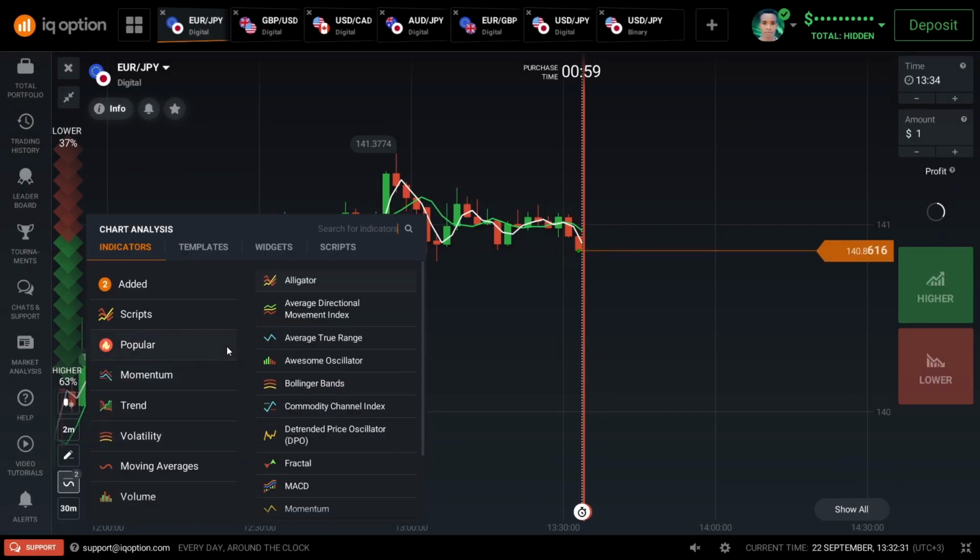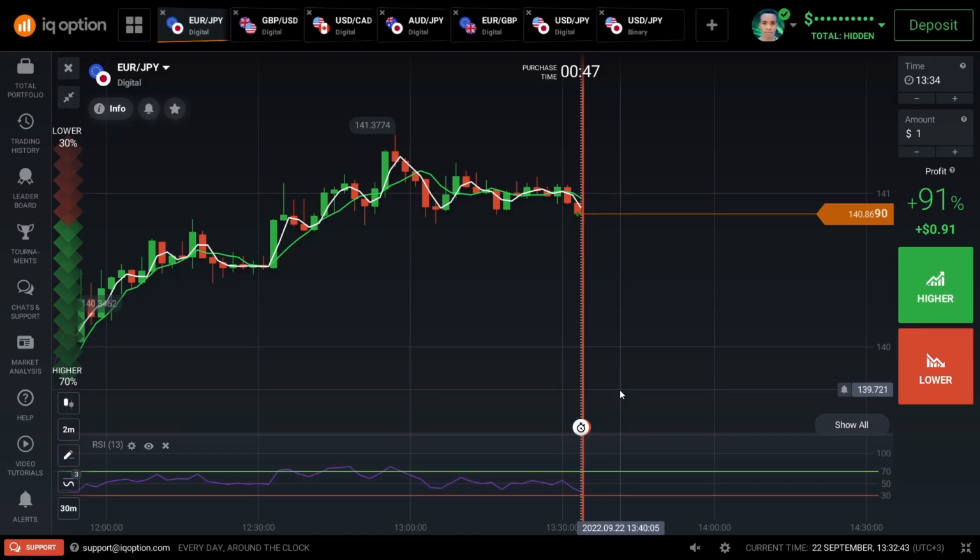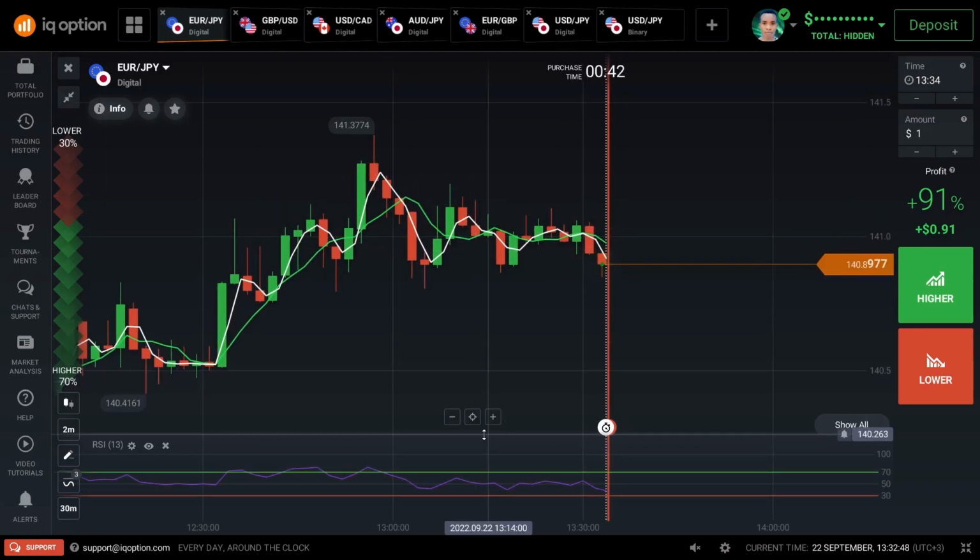The last indicator I want to use is the relative strength index, RSI. I want to use a 13 baseline period, and the rest I will leave as default. And let's see an opportunity.